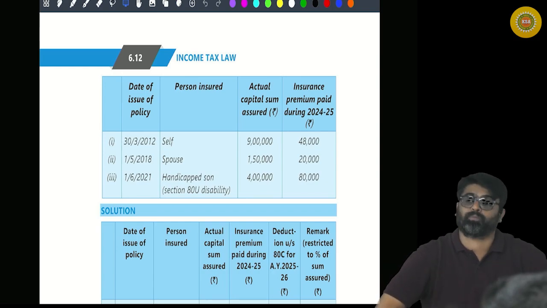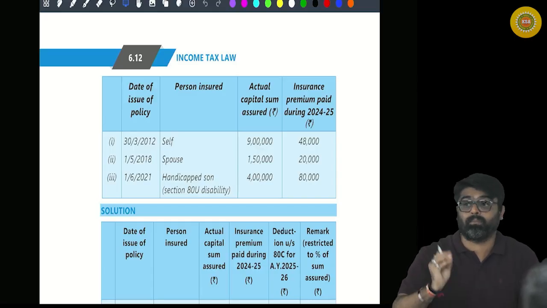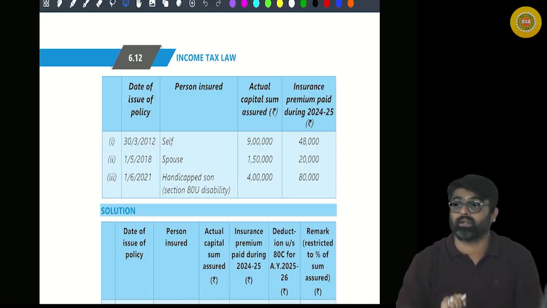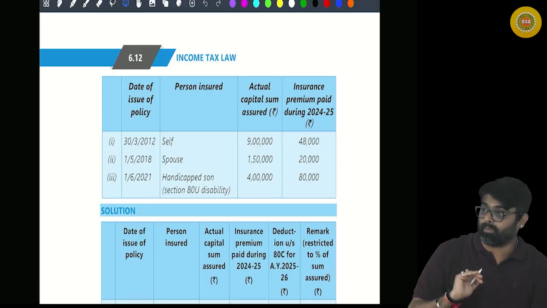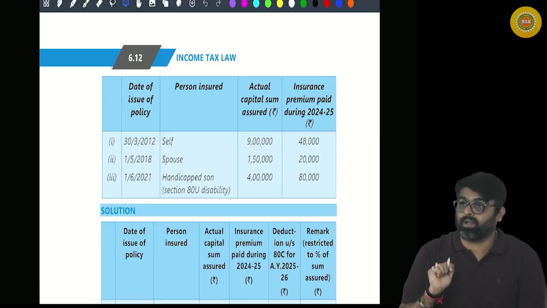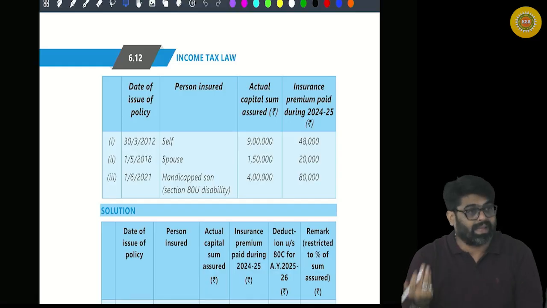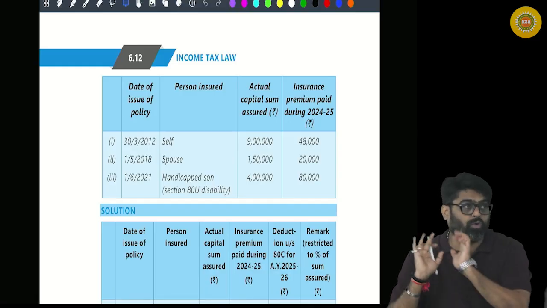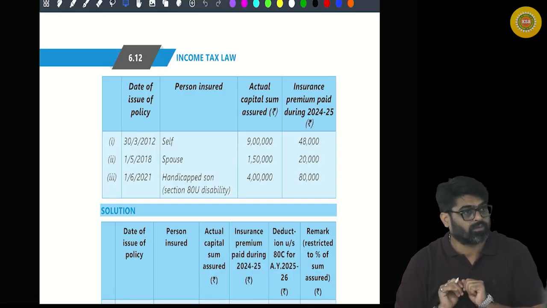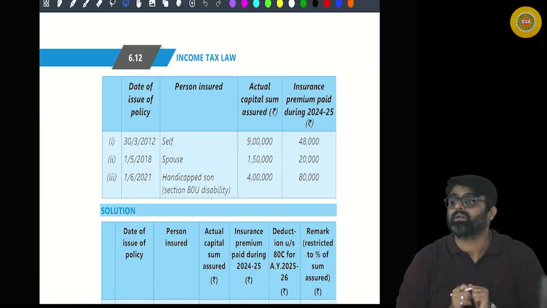Which payments are specified? Like life insurance premium: if you pay it, you will get the deduction under 80C. If you are an employee contributing to your provident fund, like SPF, RPF, then whatever contribution goes into your provident funds will also be allowed as a deduction.